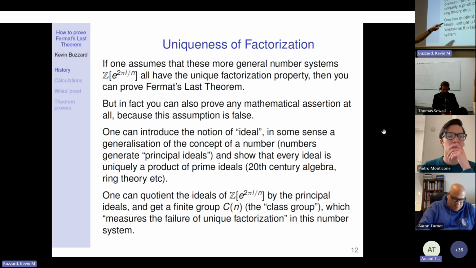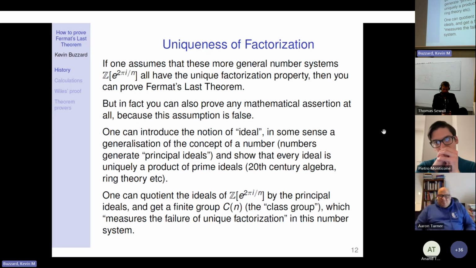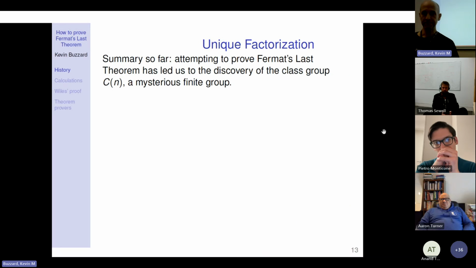And then you can look at the equivalence classes and you get some kind of finite group that's just sort of come out of nowhere. This random finite group, which is somehow measuring whether factorization works or not. If this group is trivial, the trivial group, then all ideals are principal. So ideal numbers are the same thing as numbers, and things factor uniquely into primes. But if this group is non-trivial, then this is an obstruction to proving Fermat's last theorem.